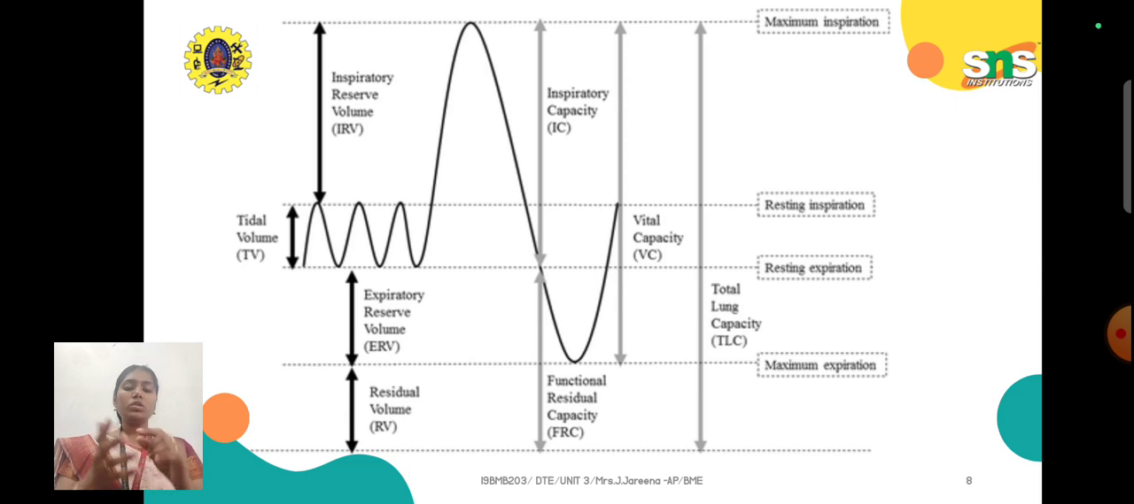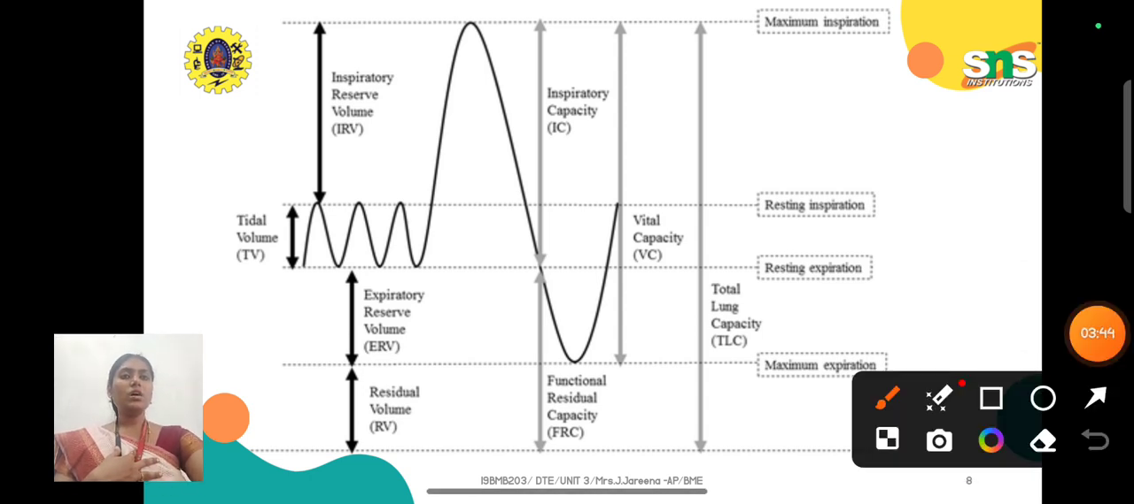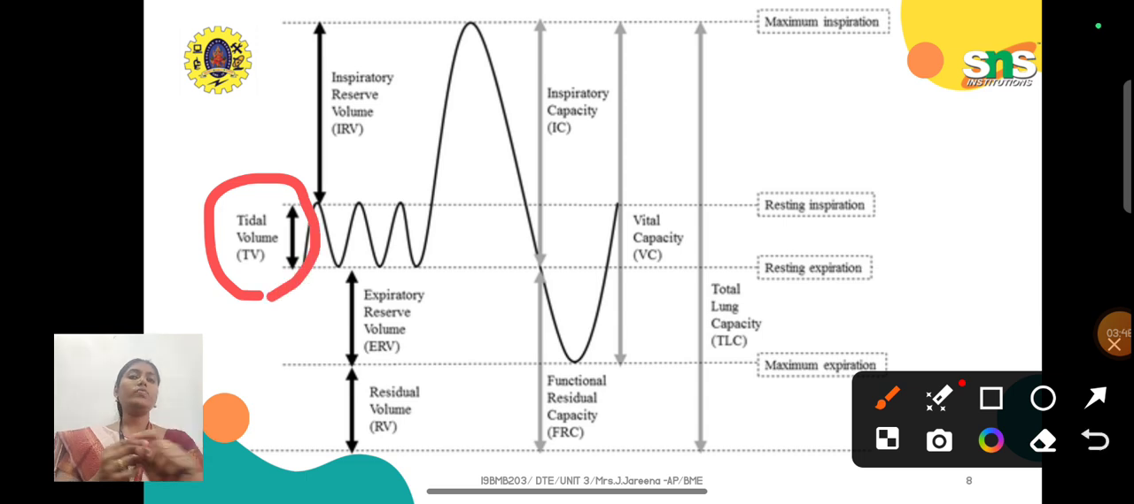It is very important to get to know what the standard lung volumes are, the different types of lung volumes, the standard values for each lung volume, the different types of lung capacities, and their standard values. That is the reason in this class we are going to discuss different types of lung volumes and lung capacities. Okay, so now let's start with lung volumes. That is the first parameter we are going to focus on.